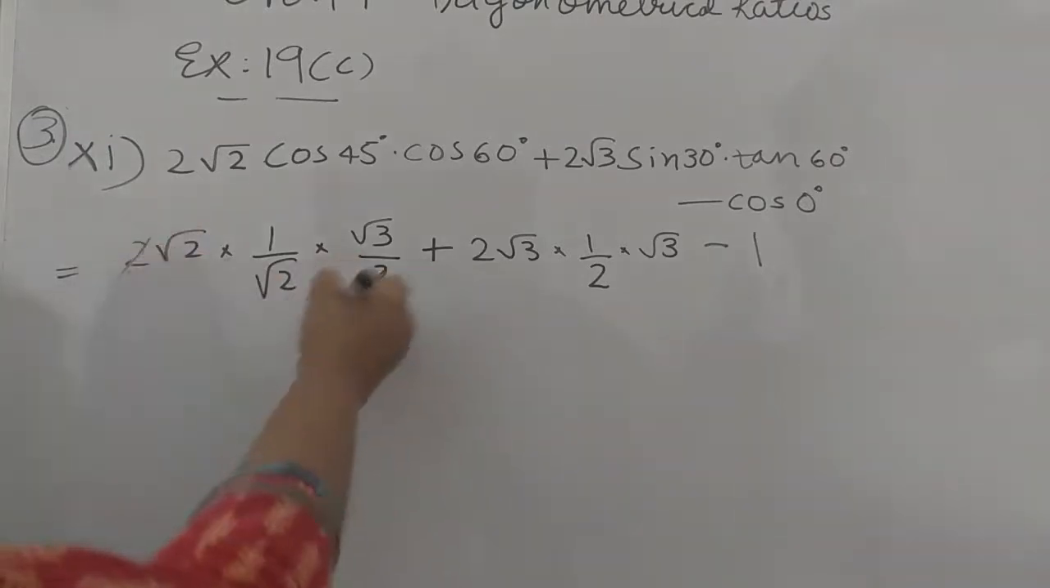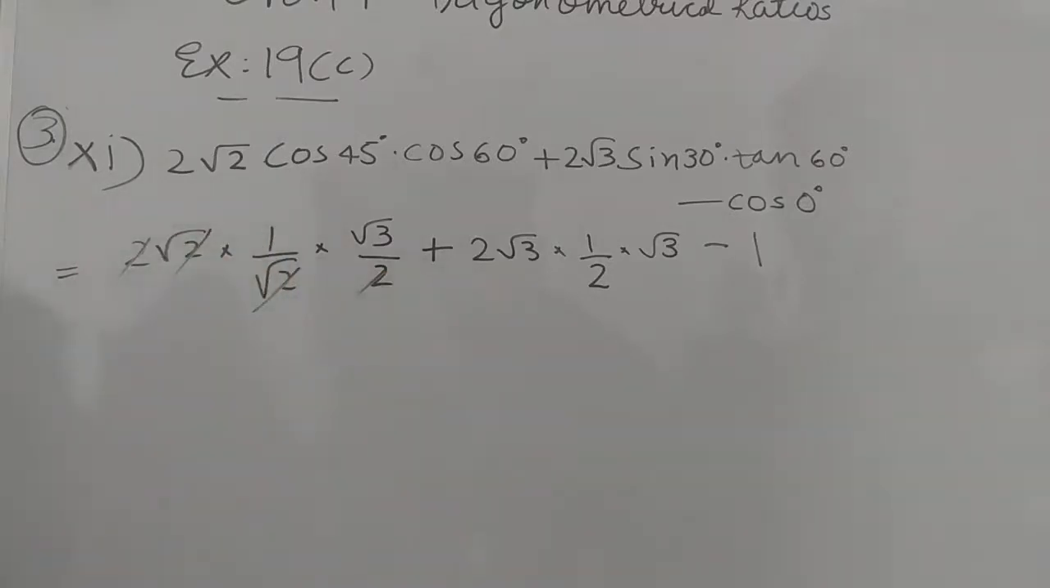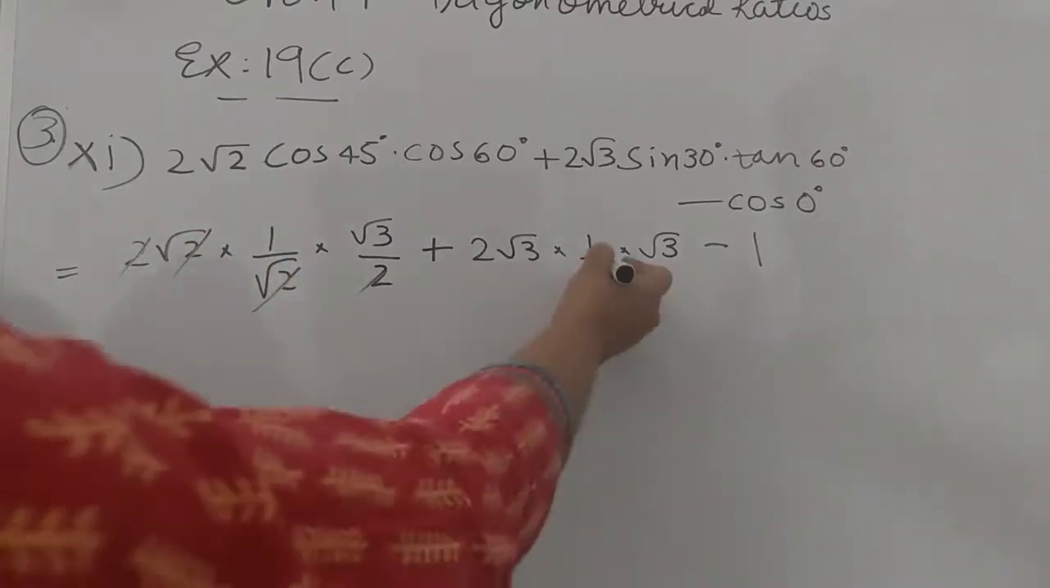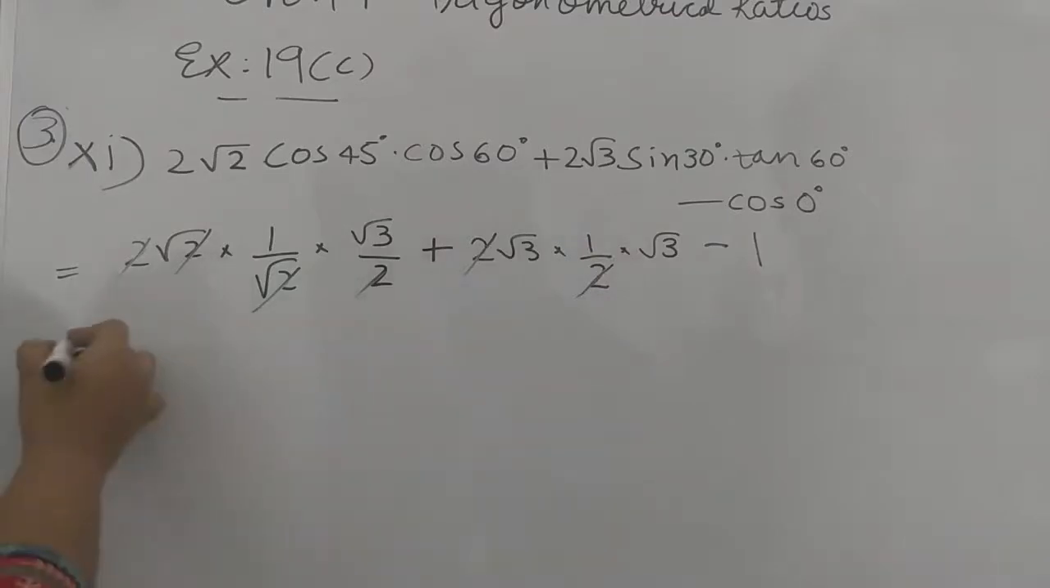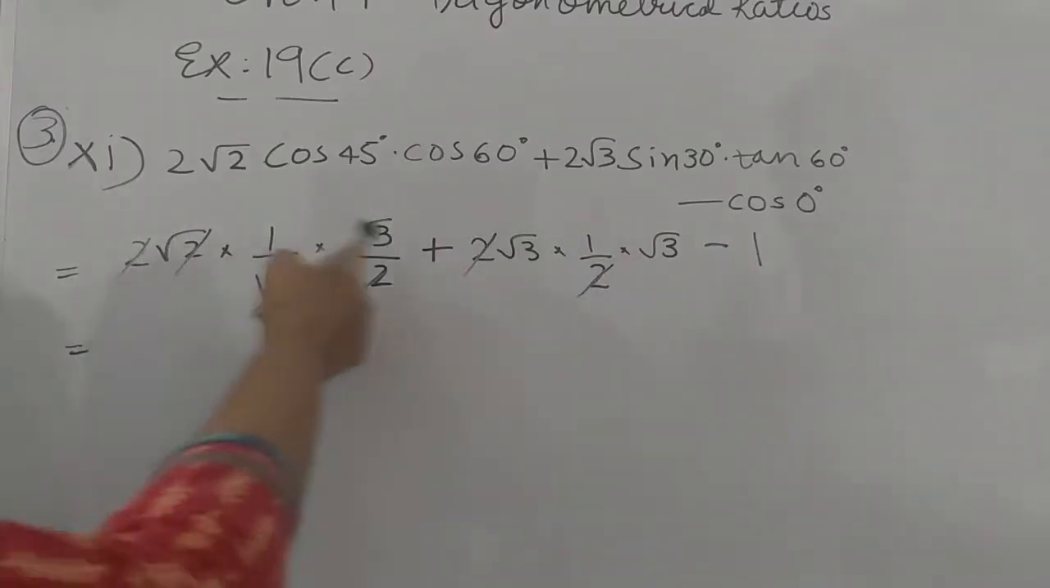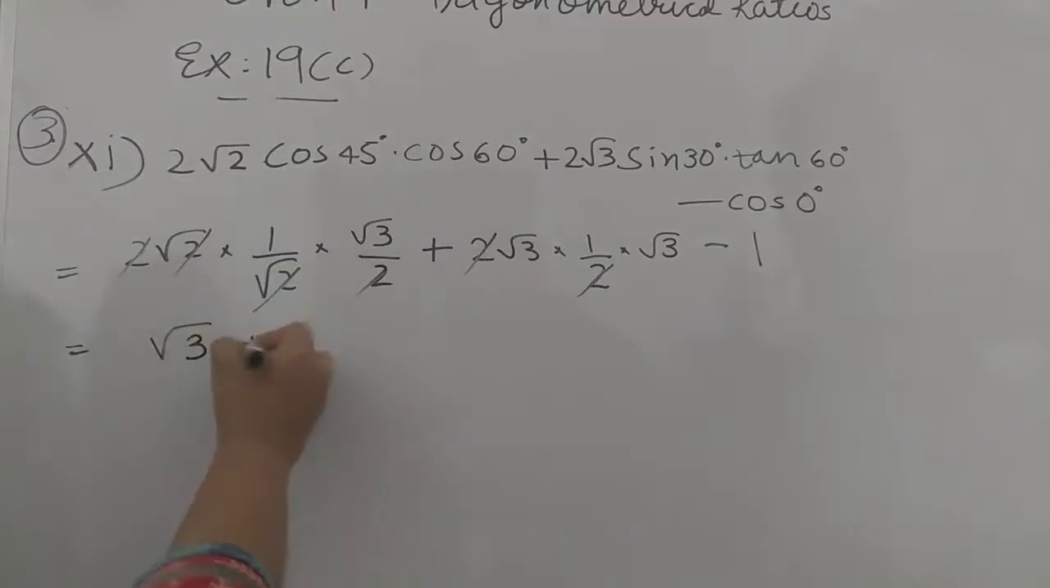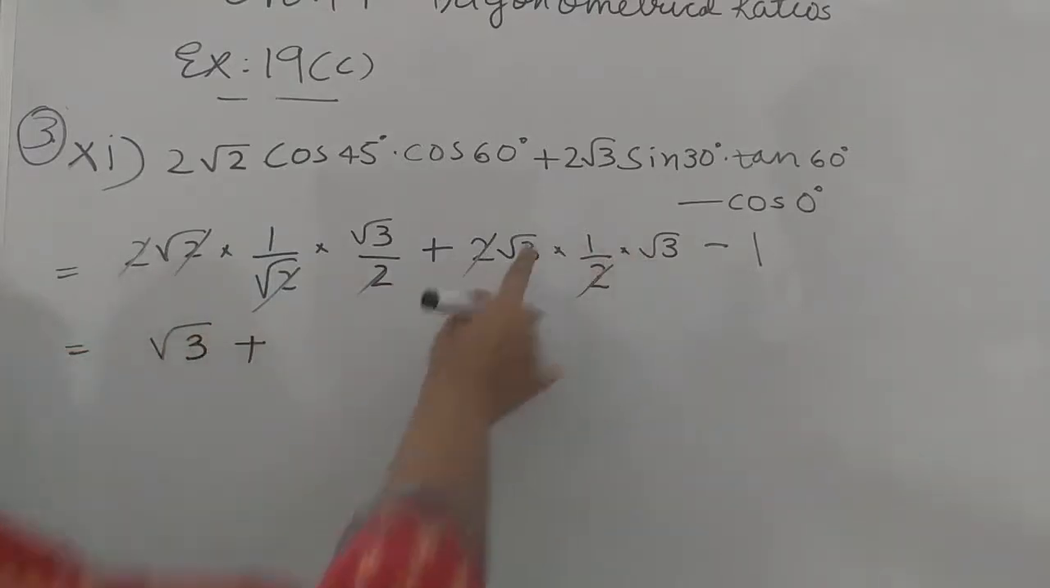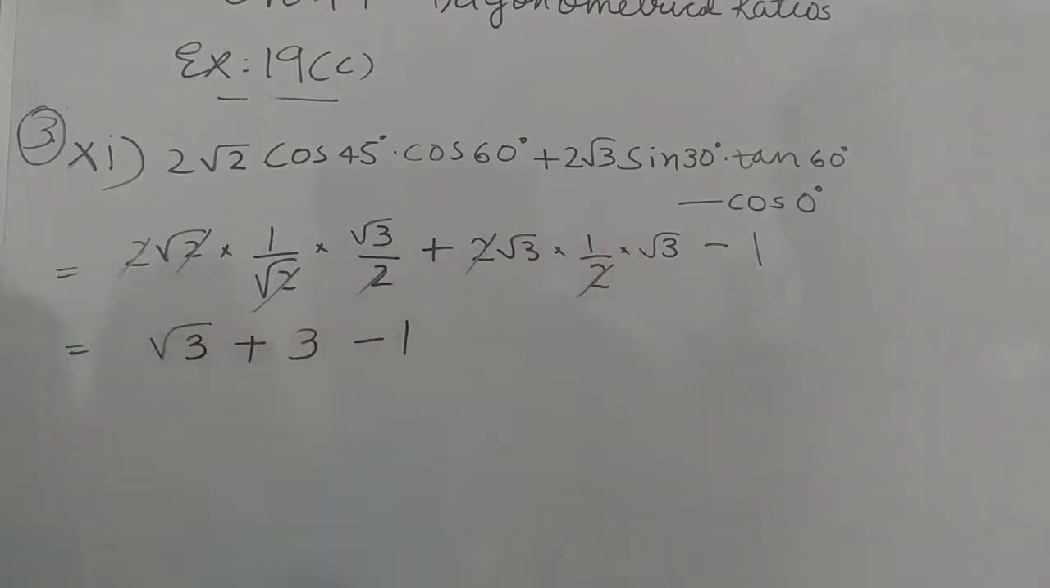Alright, now we cancel from the first step 2, 2 and root 2, root 2. Here also 2, 2 get cancelled. So from the first step I get root 3 upside plus here also root 3 into root 3, so 3, and minus 1. So we get our final answer by calculation. This is 3 minus 1, 2. So the answer must be 3, but here we do not get it.